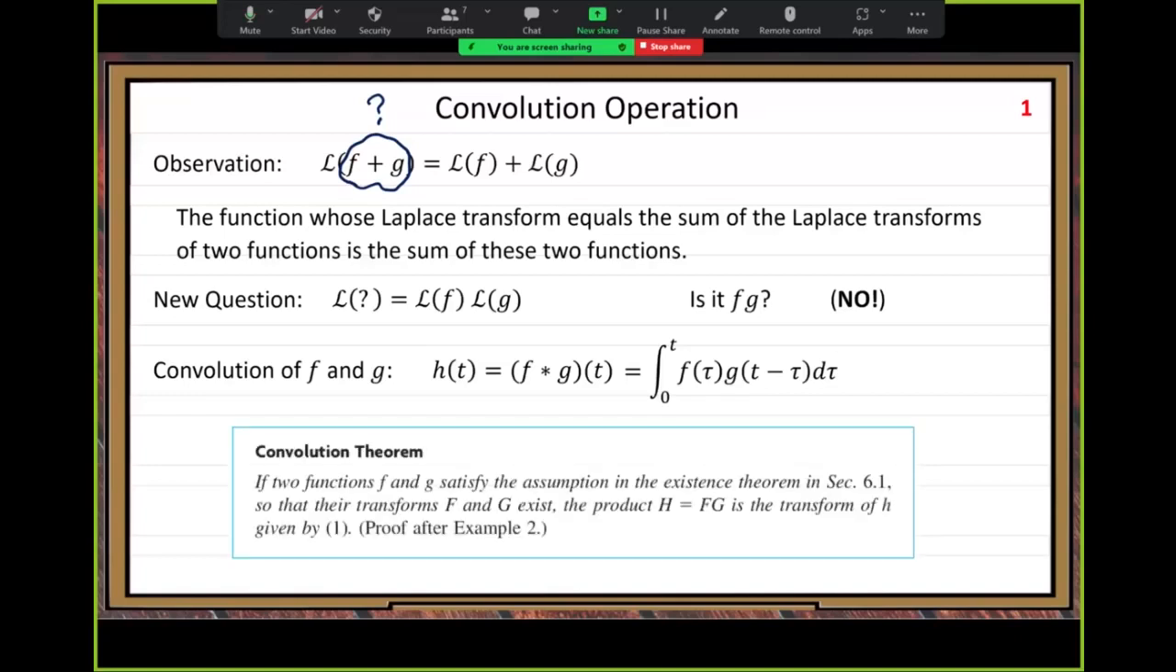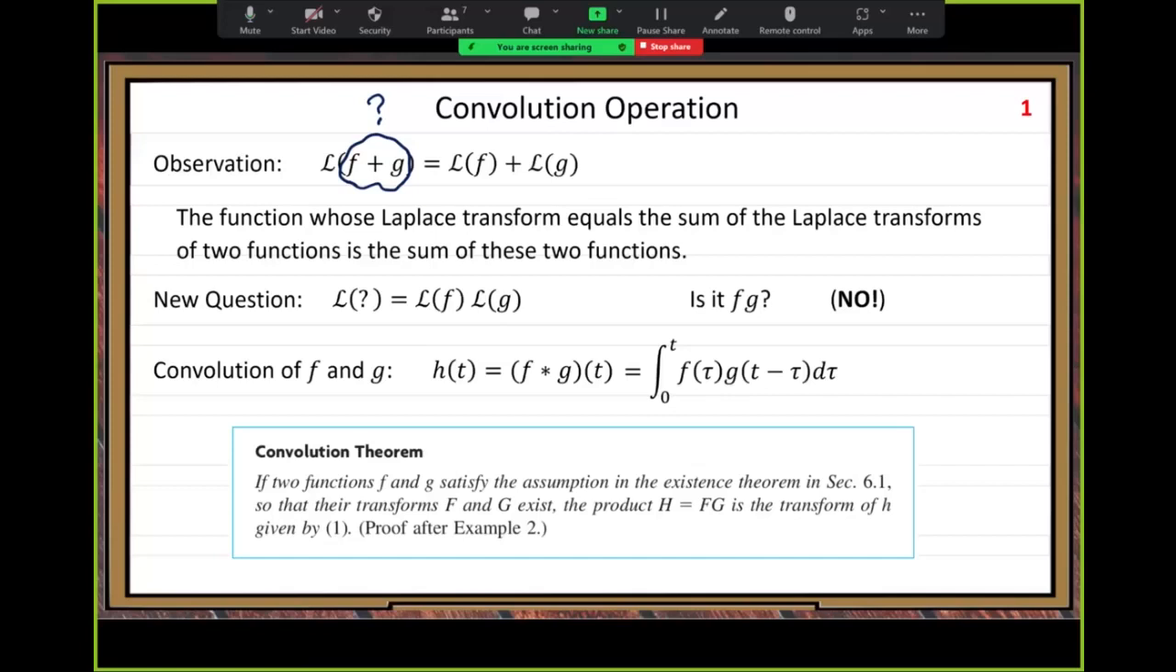All right, so that's the convolution theorem. That result gives us this important theorem. If two functions f and g satisfy the assumptions in the existence theorem, because we assume their Laplace transforms exist under certain conditions, so that their transforms capital F and capital G exist, then the product capital H equals capital F times capital G.